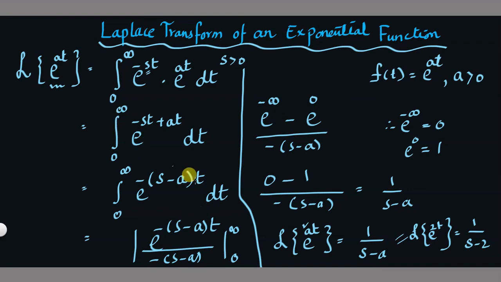So in this way we can continue the same process for the negative at. Similarly, we can find the Laplace transform of e raised to the power minus at, and it will be 1 over s plus a. So this is the way by which we will find the Laplace transform of an exponential function.